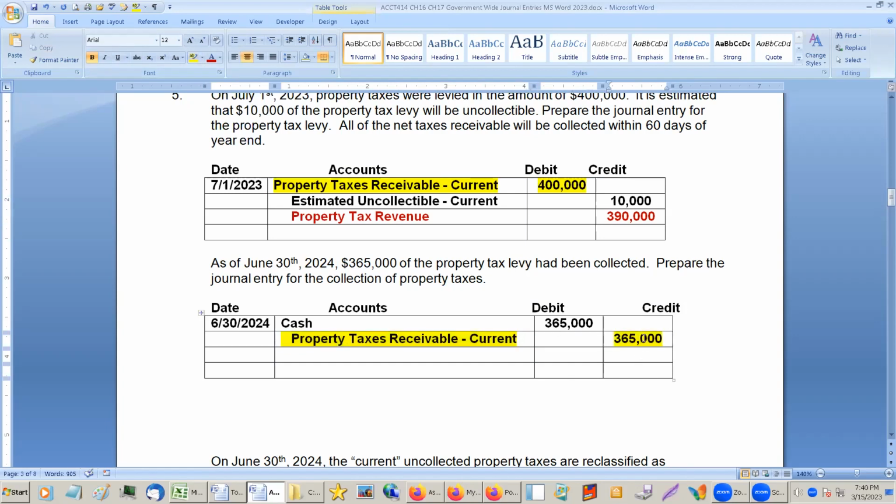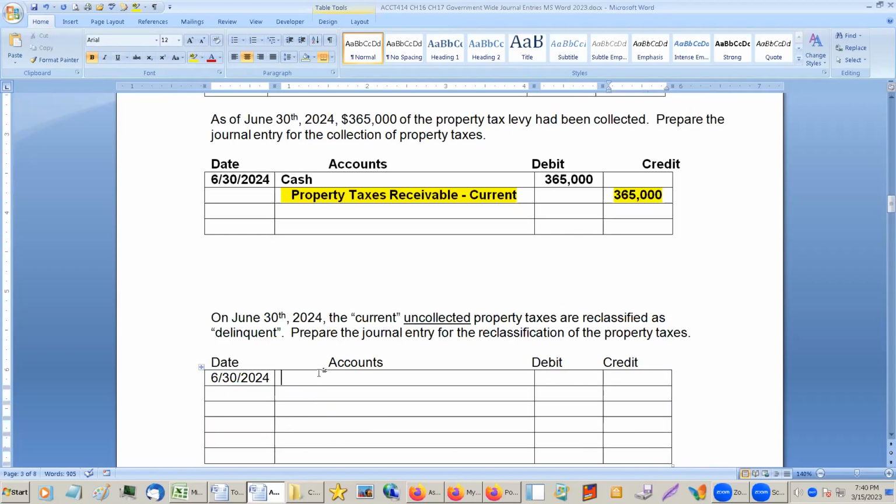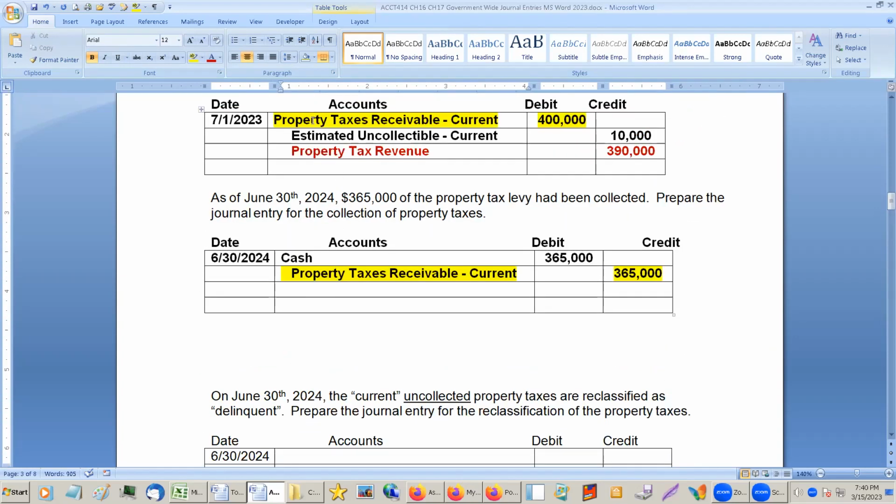So we still have, what is that, 35? The difference between those two, so 35,000. So we still have these property taxes receivable current. We still have 35,000 of those on the books, so we have to take those off. So those are a debit.